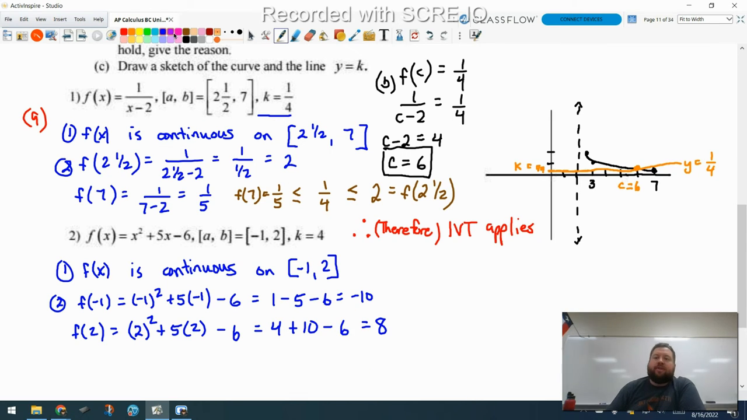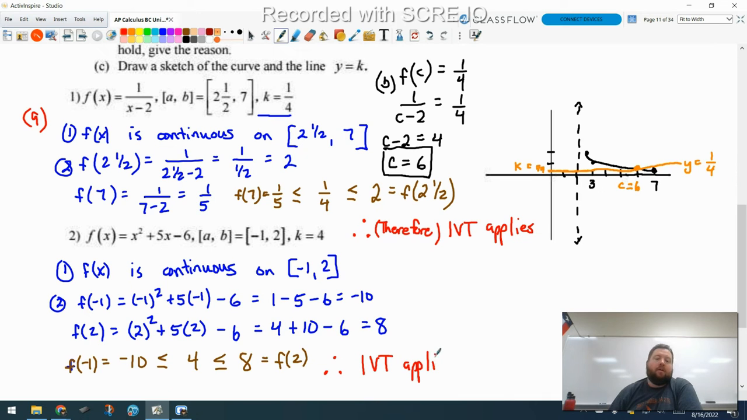All right, then you need to show that the k value given to you is in between those two. So f of -1, which is -10, is less than or equal to k, which is 4, which is less than or equal to 8, which is f of 2. All right, and so everything is true. Continuous function, k value between the two y values, so therefore IVT applies. Just a little bit about that therefore right there.